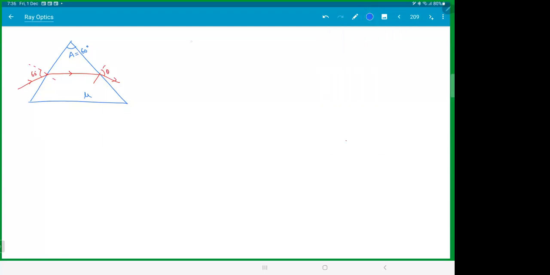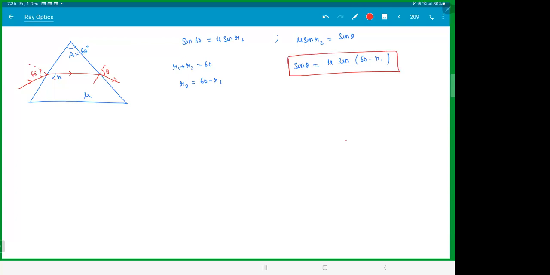So first thing, sine 60 is equal to mu sine r1. And we know r1 plus r2 is 60. So r2 will be 60 minus r1. And we also know mu sine r2 is sine theta. So from here, basically, my job is to find theta in terms of mu. So that is mu sine of 60 minus r1. This result is important.